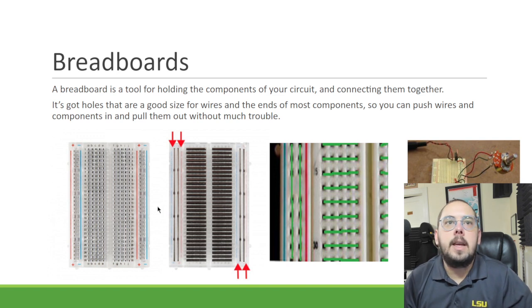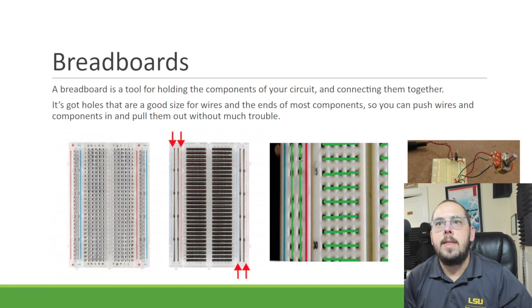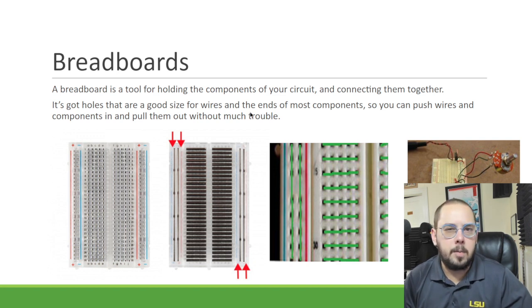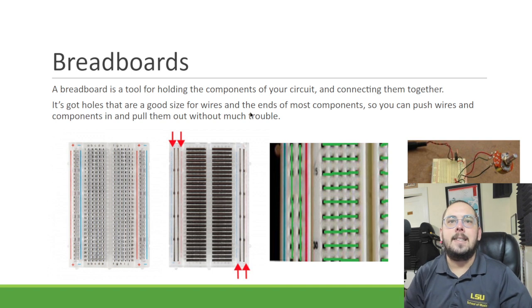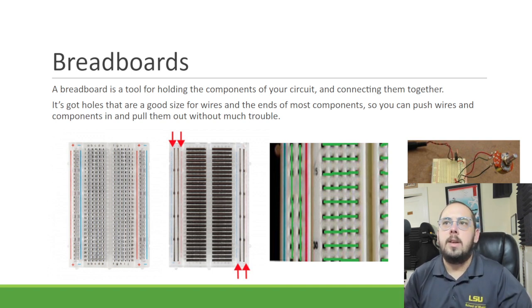Just note that there is a divider in the middle where the traces don't connect. So this side is independent of that side. It can be a useful tool, but it's easy enough to bridge if you just don't need the gap there. I think this is a little more clear once you get into your class and see the component, but I think it's relatively straightforward.